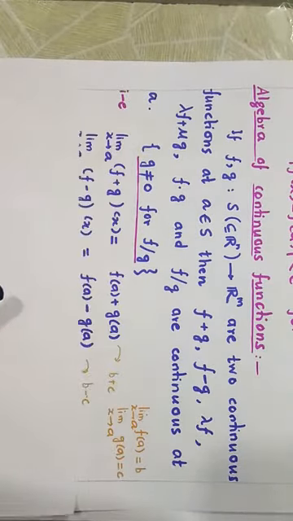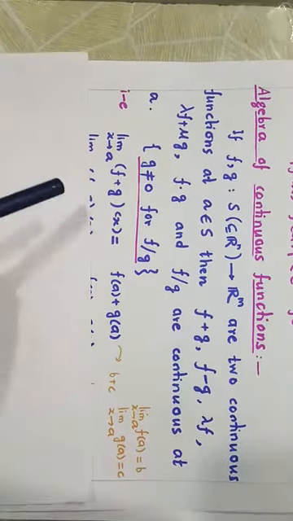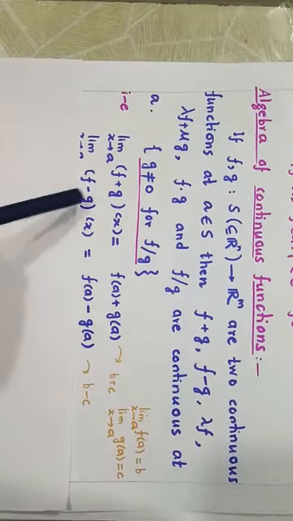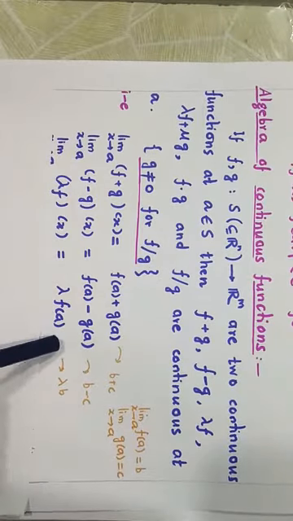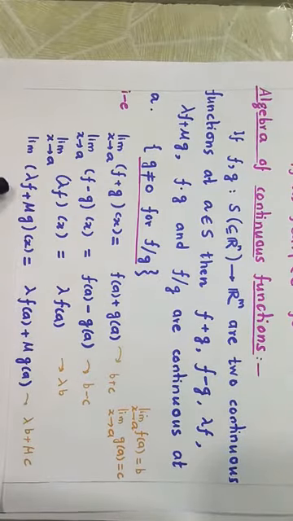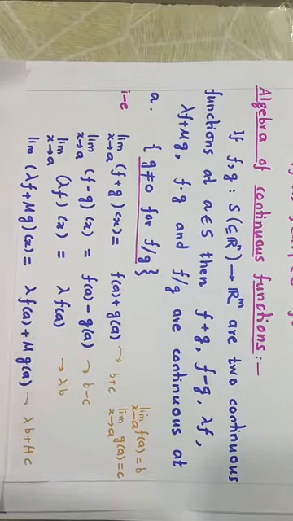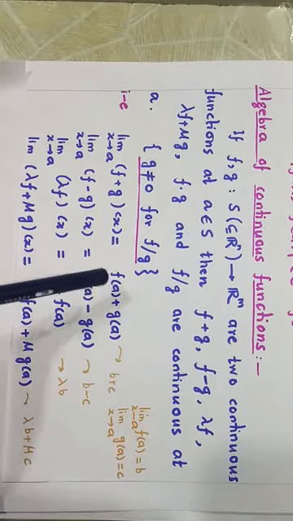That means actually in limit form we have limit of f plus g is f of a plus g of a, limit of f minus g is f of a minus g of a, and limit of lambda f of x is lambda f of a, and this is lambda f of a plus mu g of a. So in the proof, when we want to prove this using the epsilon delta definition, the proof of algebra of limits will be valid and can be used.